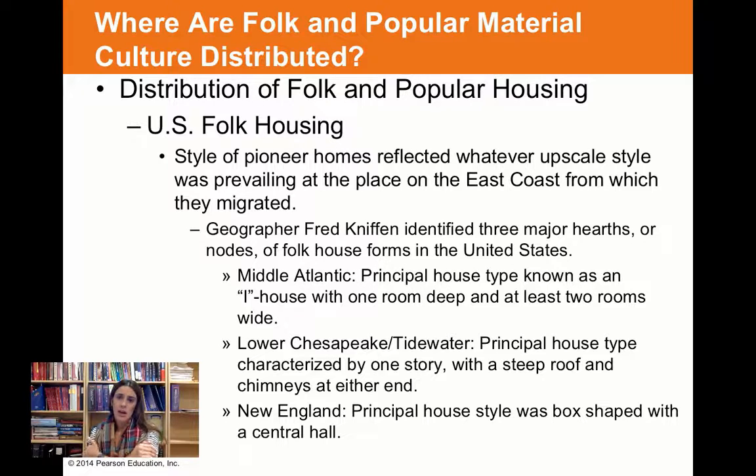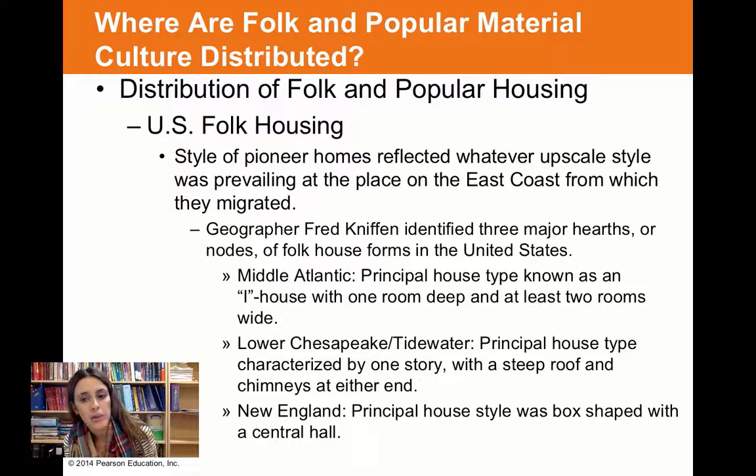Next on your note sheet, we've got a little bit about U.S. folk housing. So the style of pioneer homes reflected whatever upscale style was prevalent on the East Coast from wherever these people came from. So remember, think, early United States, settlers coming from different countries in Europe and bringing with them the style of home that was popular in England or wherever they're migrating from. So geographer Fred Kniffen identified 3 major hearths or nodes of folk house forms in the United States. So you've got the Middle Atlantic, the Lower Chesapeake, and then New England.